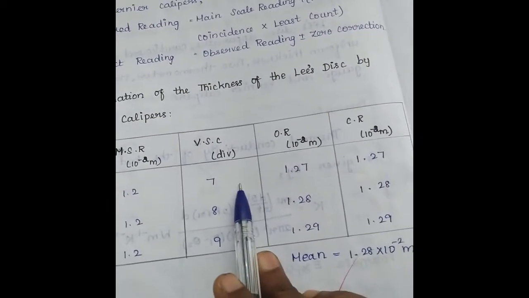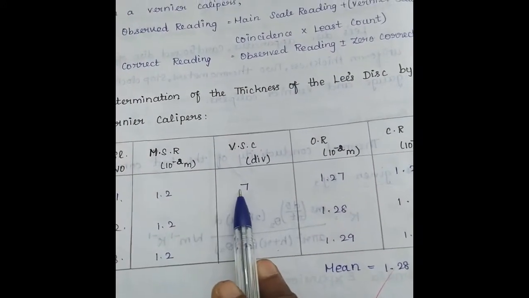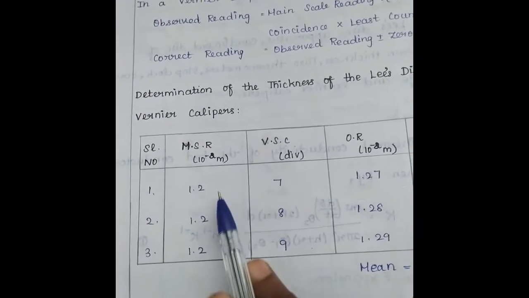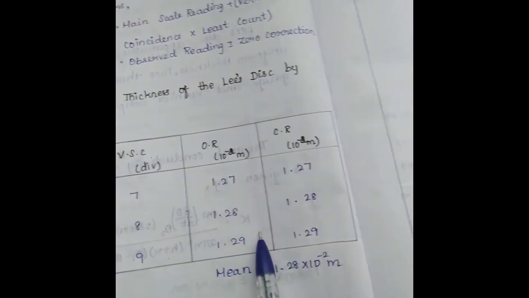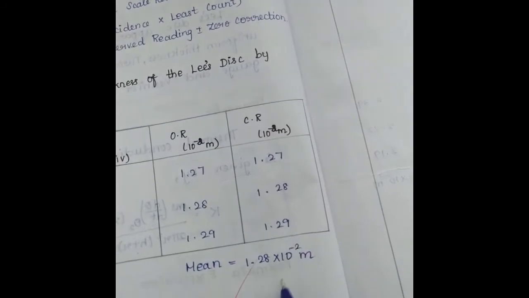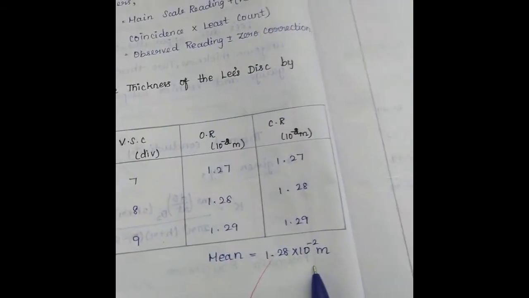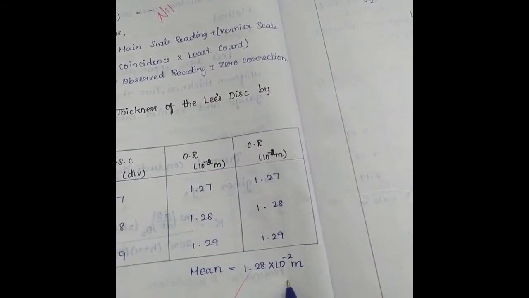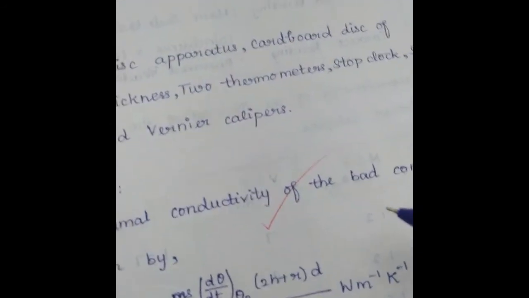So the value of main scale reading and vernier scale coincidence, these two you can observe by keeping the vernier caliper at 3 different places on the disc. Calculate the observed reading, calculate the correct reading, take the mean, that will give you the value of h in 10 power minus 2 meter. And the next variable you need is this r.